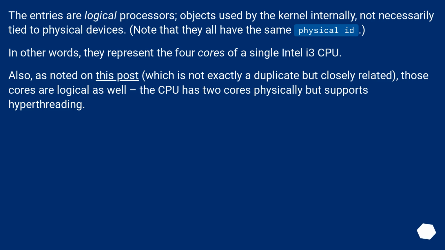The entries are logical processors, objects used by the kernel internally, not necessarily tied to physical devices. Note that they all have the same physical ID. In other words, they represent the 4 cores of a single Intel i3 CPU. Also, as noted on this post, which is not exactly a duplicate but closely related, those cores are logical as well. The CPU has 2 cores physically but supports hyperthreading.